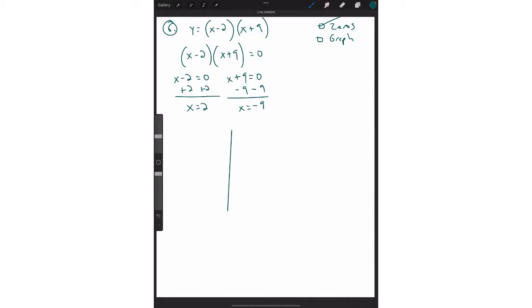If I graph it, I'll make it look nice. This is my y-axis, and then there's my x-axis. Okay, y, x. And my zeros are at 2 and -9. 1, 2, 3, 4, 5, 6, 7, 8, 9. Okay, so I'll go ahead and plot these. This is 2, 0, and this is -9, 0. Remember, these are along your x-axis. We call them zeros because they're where they cross the x-axis and give me a 0 for the y value.